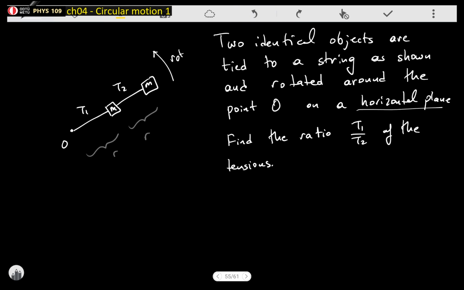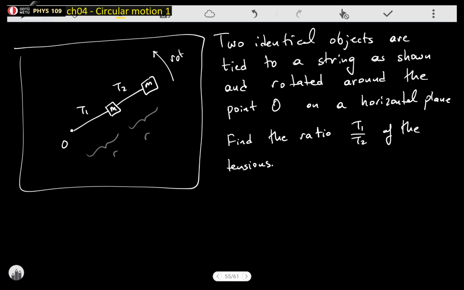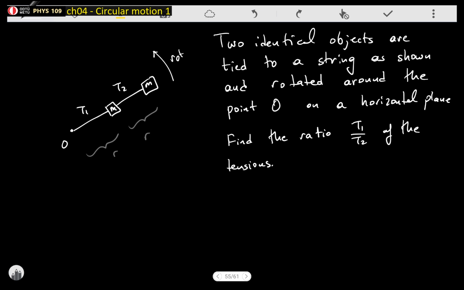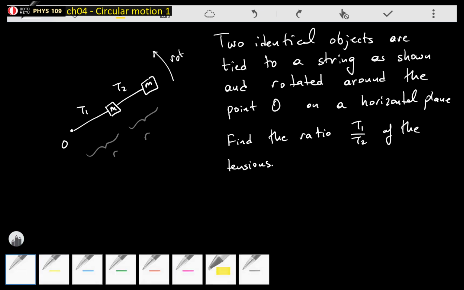They are also rotated on a horizontal plane, meaning that, well, there is no gravity in here. So you can think of it as some kind of a system which is rotated on top of a table, but the table is a little bit wider than this, all right? Just keep this in mind.